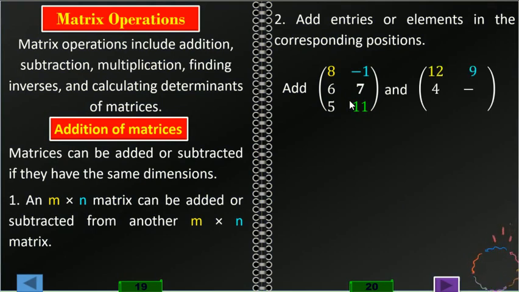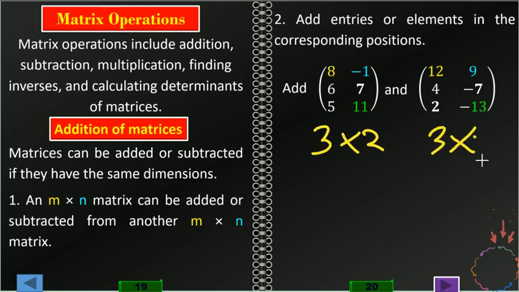How many rows and how many columns do we have in this matrix? Without much talking, you see that the two matrices have the same dimension. If you look at this one, it has 3 rows. This is 3 by 2. This one also has 3 rows. This is 3 by 2. So the first condition is satisfied: they must have the same order.